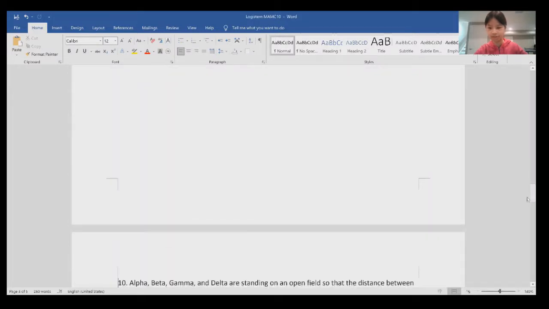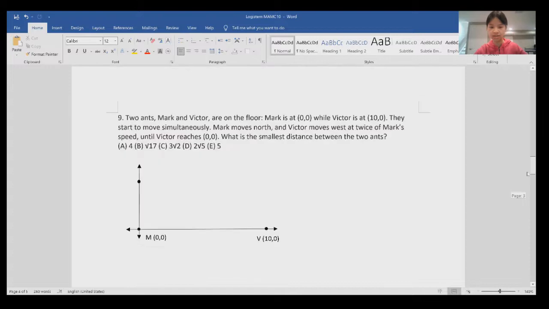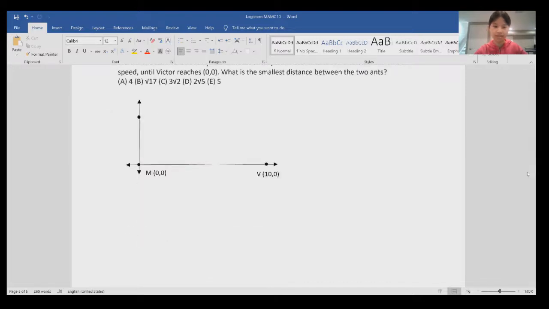We have Mark, who is on (0, 0), and Victor, who is on (10, 0). And now let's say Mark moves to point (0, y). That means that when Mark moves up y steps, Victor would move left 2y steps. So Victor would be on (10 minus 2y, 0).